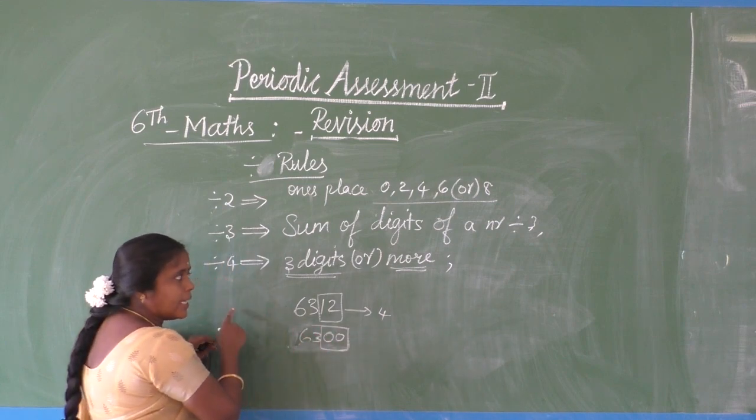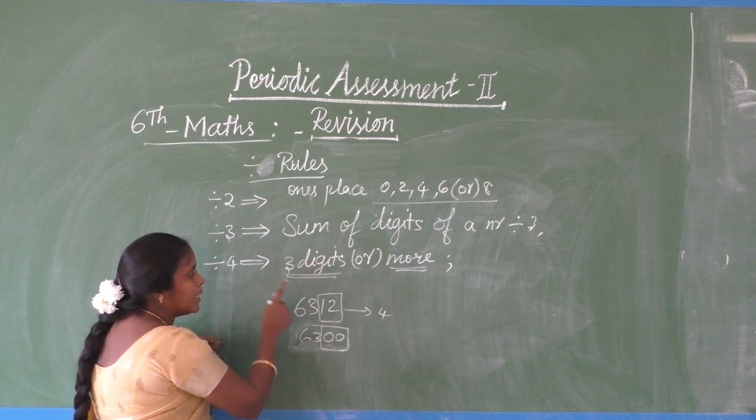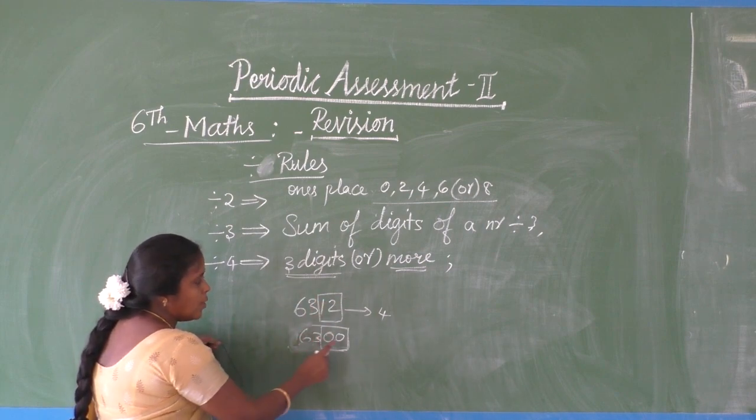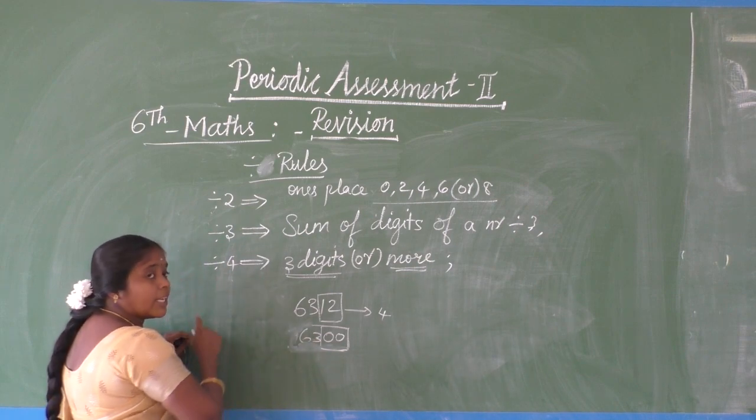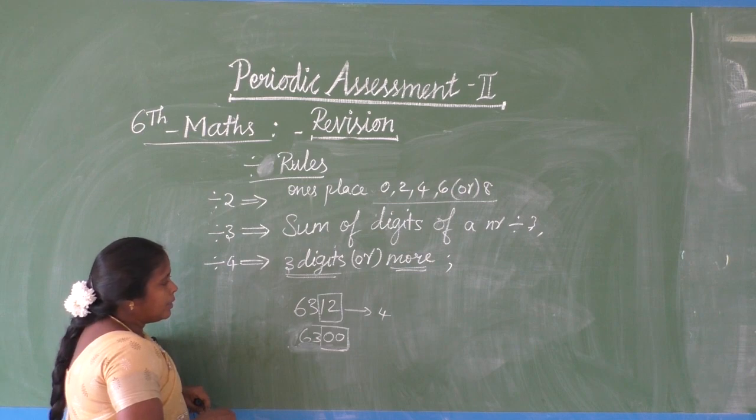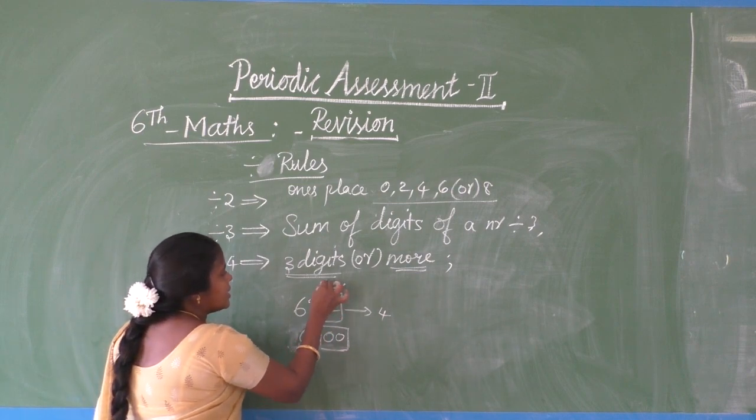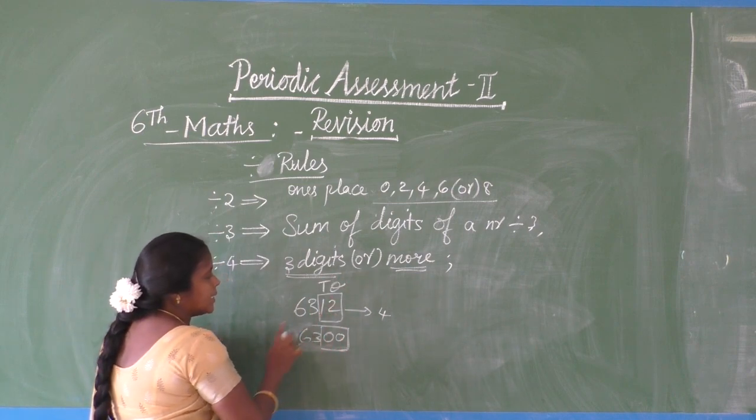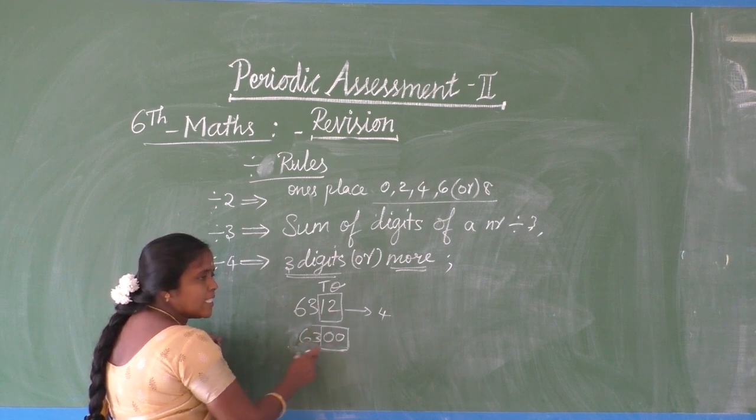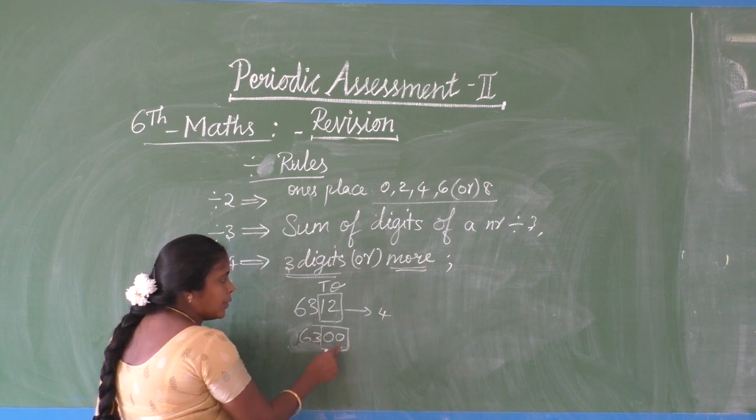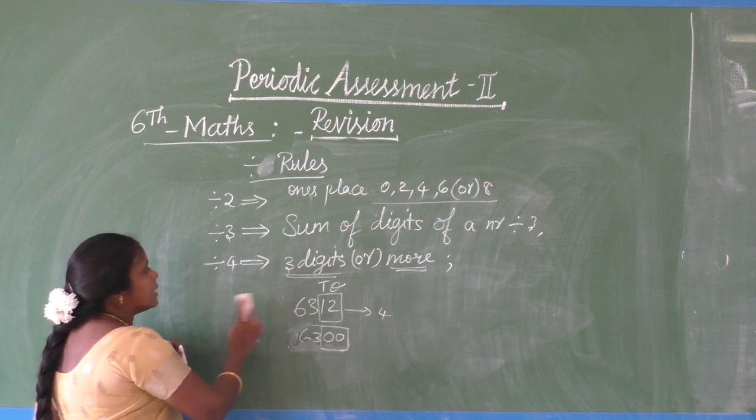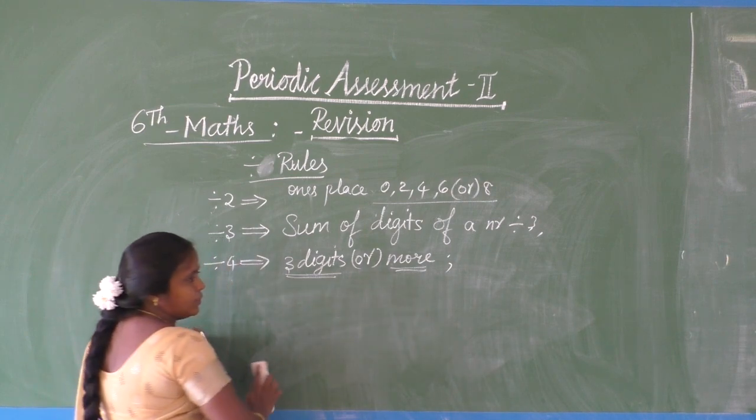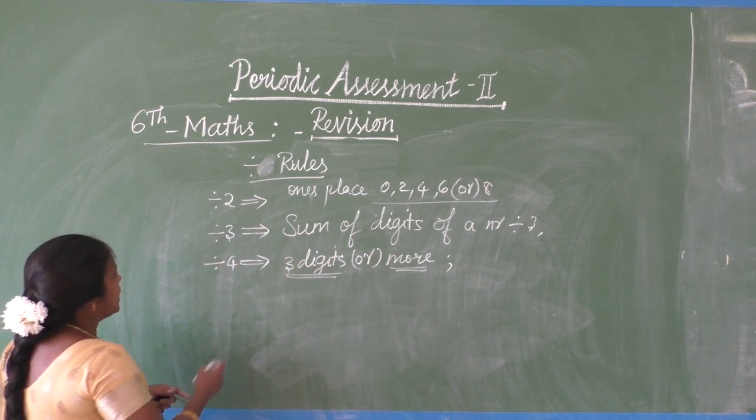See, again I am telling, first condition, the number should contain 3 digits or more. 1 2 3 4, this number contains 4 digits, so here we can use the rule. Clear? On the second condition, we have to check its last 2 digits. That number should be either 0 0 or a multiple of 4. That means we can say this number is divisible by 4. Understood?